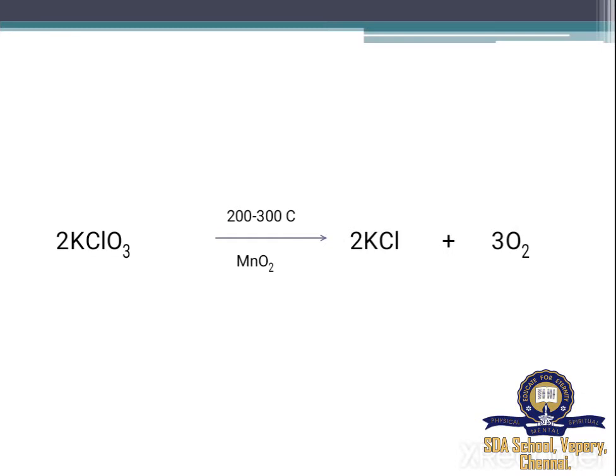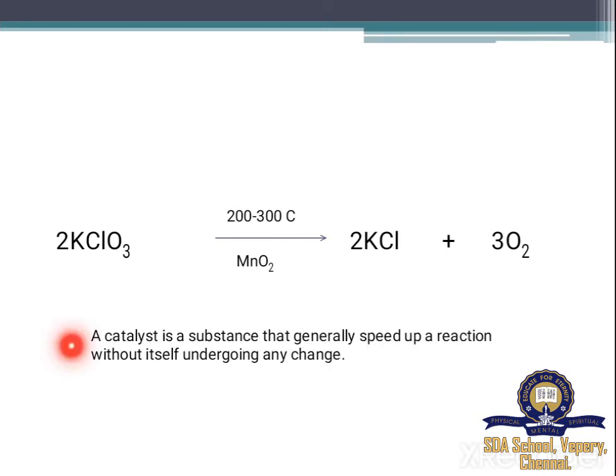And then there is one substance denoted below the arrow, right? And it denotes a catalyst. So what is a catalyst? A catalyst is a substance that generally speeds up a reaction without itself undergoing any change, which means a catalyst is added to any reaction mixture in order to speed up the reaction, but it will not undergo any transformation. So this is a catalyst.